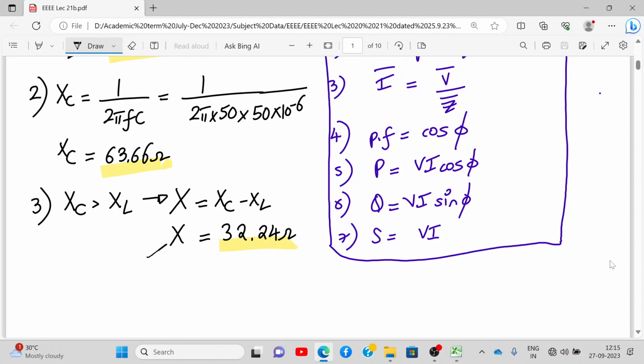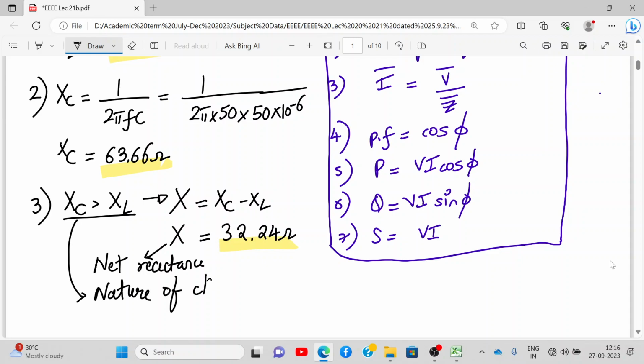So this is actually called the net reactance. As we have said, XC is greater than XL, so the nature of the circuit is capacitive. Remember the phasor diagram for all. We have done the circuit for only R, only L, only C, then RC, RL, then RLC. The phasor diagram should be thoroughly followed. You should understand that very, very clearly.